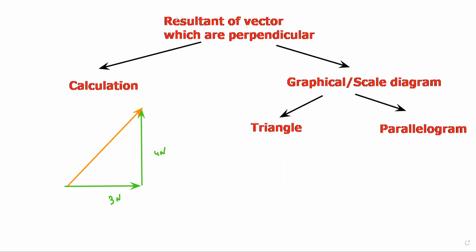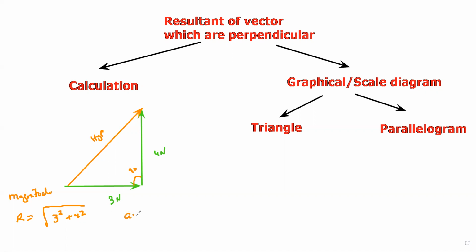So how can it be done? The calculation method. Always the hypotenuse will be the resultant of the two vectors which are perpendicular, or 90 degrees to each other. So we'll use the Pythagoras theorem. In this case, we'll square 3. So root of 3 squared plus 4 squared. That will give us the resultant. If they ask the magnitude of the resultant, which is the length of the hypotenuse, it is the root of base squared plus perpendicular squared, also called the Pythagoras theorem.